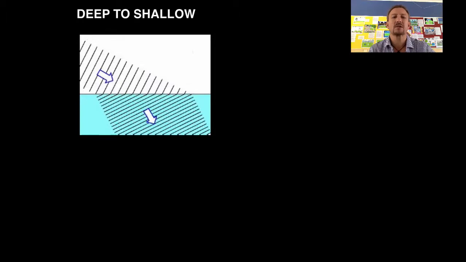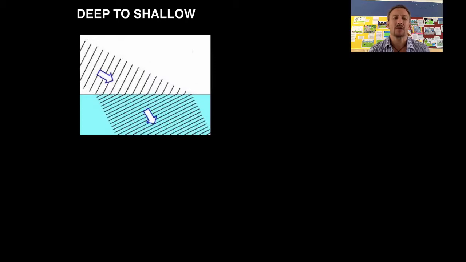So the first one we're going to look at is when we go from deep to shallow. This is the most common thing that you'll see, and this sort of explains the reason why if you look at a wave coming up the beach, it actually comes up the beach even though the waves out to sea may be moving at a totally different angle. So let's look at the diagram that we've got here.